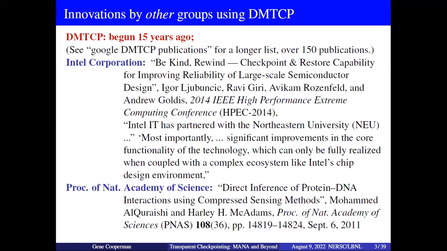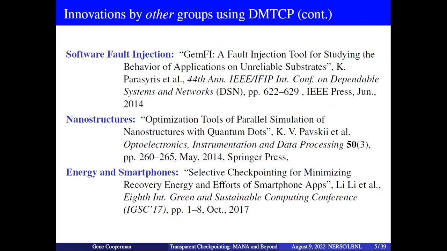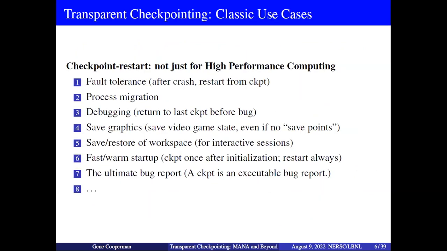So Intel Corporation, in fact, they've been funding us for a number of years. Proceedings of the National Academy of Science, examples for supercomputing, even back then, and so on. And it goes on and on. So what is checkpointing good for? Well, it's obviously HPC. But even there in HPC, in the old days, people were saying, well, once you have 1,000 nodes, you'll probably have a crash every 2 hours. You'll need checkpointing just for fault tolerance.